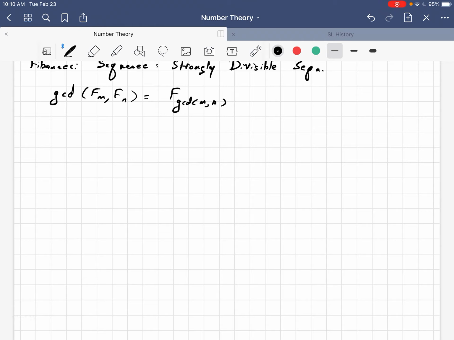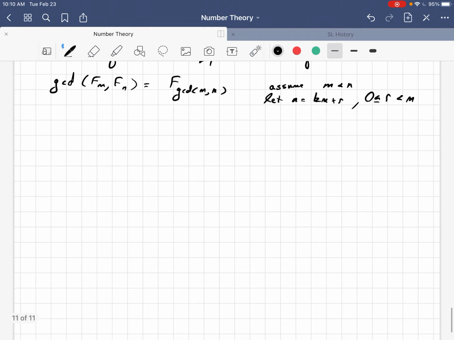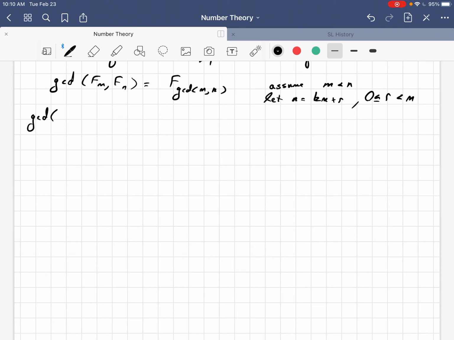So, first place I'm going to start is I'm going to assume that m is less than n, and so therefore by the division algorithm I'm going to let n be equal to km plus r, where r is less than m, but greater than or equal to 0. So in other words, r is the remainder, n goes into m k times plus a remainder of r. So now I get that the GCD of f sub m comma f sub km plus r, right?